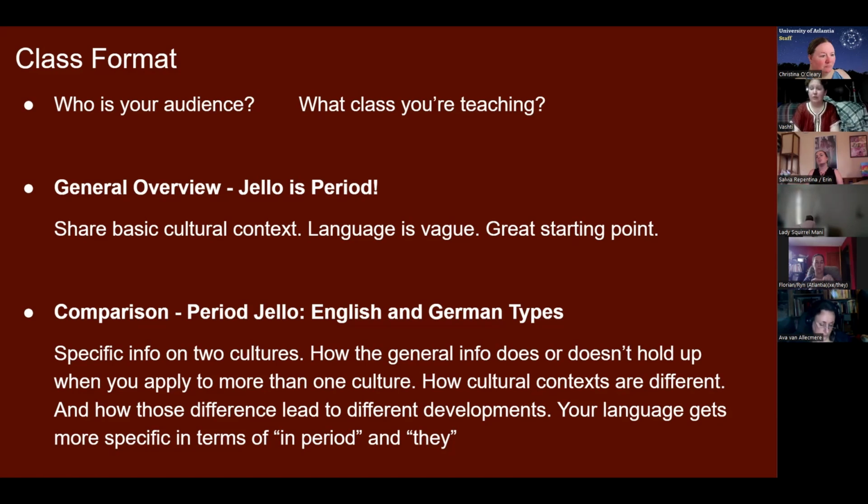You can look at how the cultural contexts are different and how that led to differences if your comparison really turns into a contrast. Sometimes you start out wanting to do a comparison and then they don't compare very well. You end up with a contrast class. Here is how English and German types are different. Okay, why are they different? Or why are they the same?